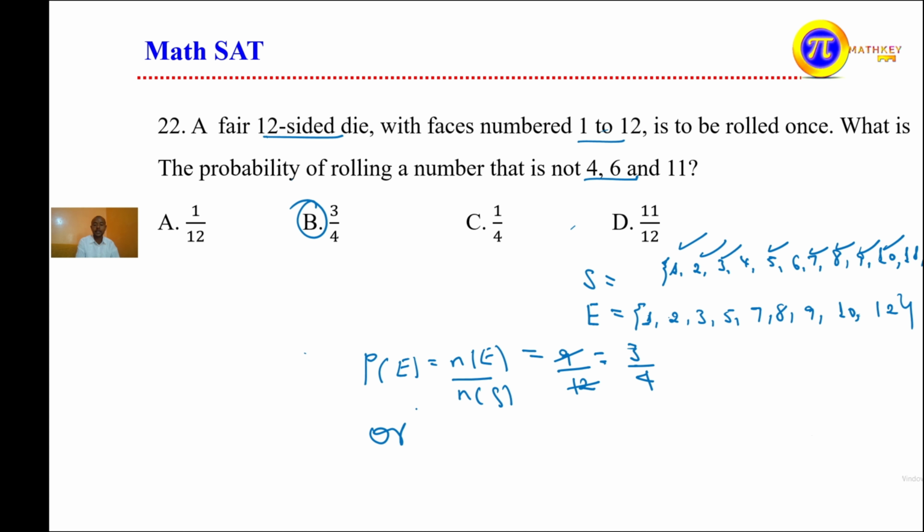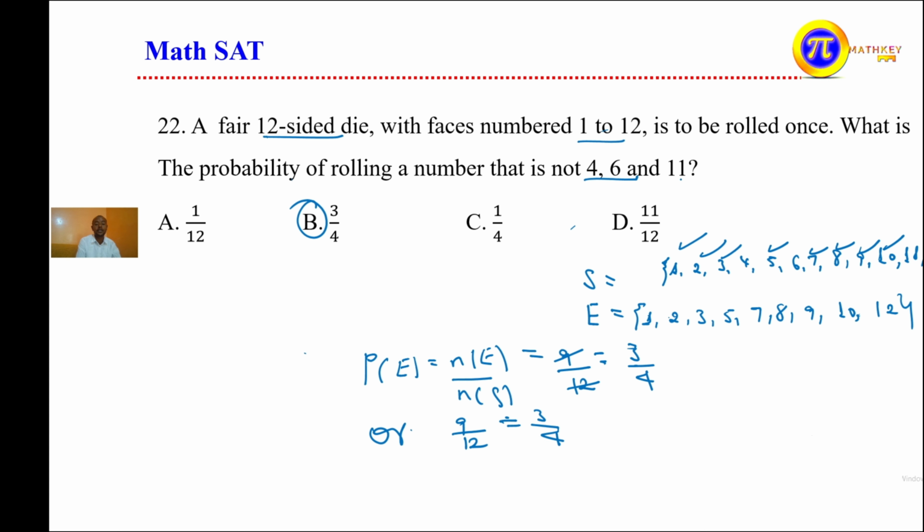Or we can say that the number of what? The probability that is not considered was 1, 2, 3. So the total number is what? 12. So subtract that one. 12 minus 3 is what? That is 9. 9 over what? Simple. That means 9 over 12, which is equal to what we obtained there. That is 3 over 4.